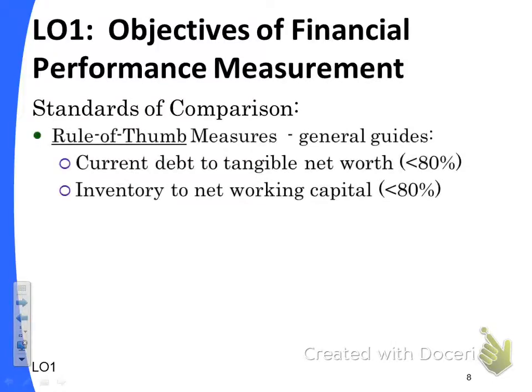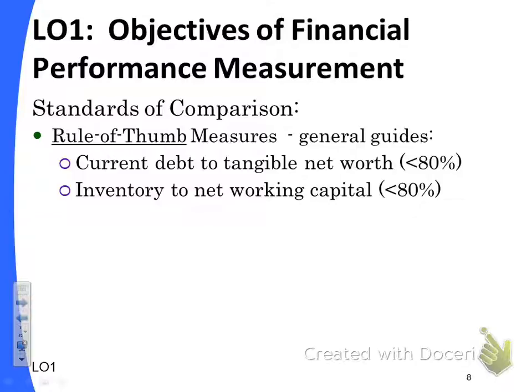So, some of our standards of comparison that we use in evaluating companies, the first standard of comparison is what we call rule of thumb. With rule of thumb, we're trying to basically assess, generally speaking, is this a good measure or not a good measure? So some ratios that you might look at are their debt to tangible net worth and their working capital. Okay? So you want to see what those numbers look like, and some rules of thumb.